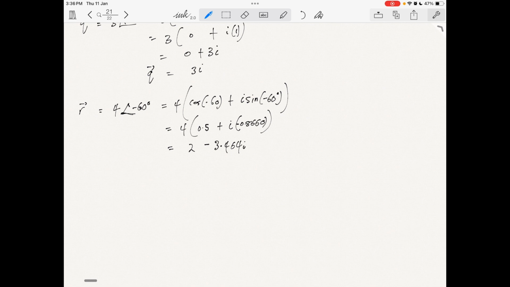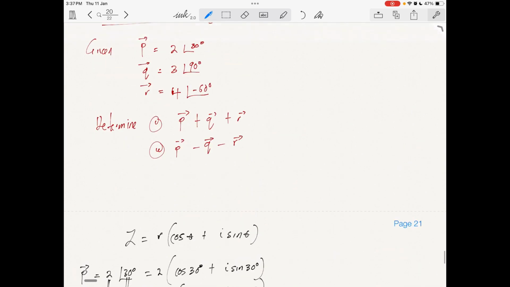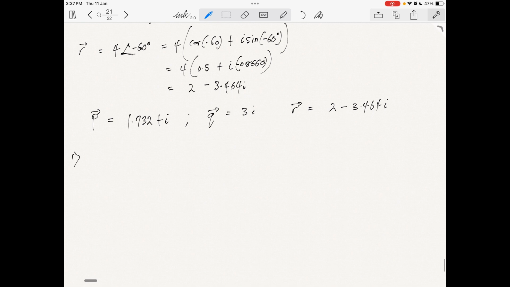Now, after this is done, we can now bring them together. P is equals to 1.732 plus i. Q is equals to 3i. And R is equals to 2 minus 3.464i. Then we can go to the first question. The first question says P plus Q plus R.